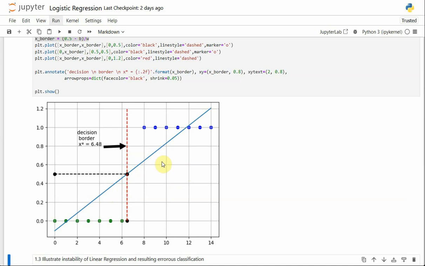However, there are several problems with this approach. First of all, this straight line can go far beyond the values of 0 and 1. And you can see already here that we have values more than 1 to the right and values less than 0 to the left. And the second shortcoming of this approach is that linear regression is not stable.